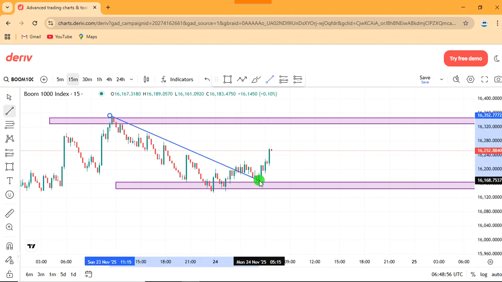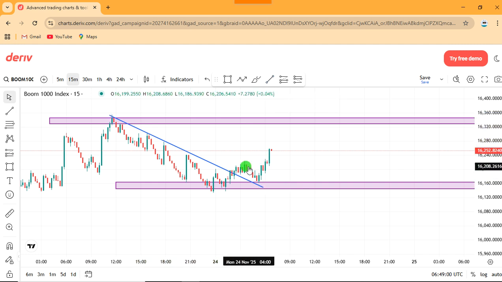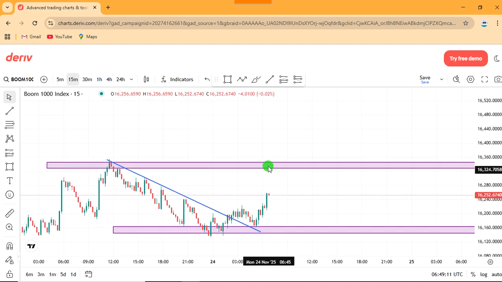Okay, good. So this already happened. Assume maybe we saw this earlier on, then maybe we have gone long on this and maybe target this as our first TP. But since it has already happened, you just have to wait for another break of this structure above this, then we retest, then we go long on this.